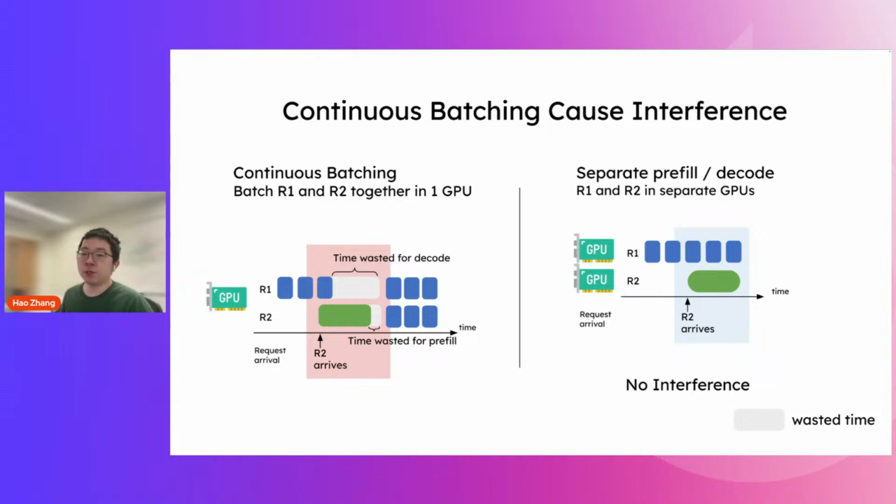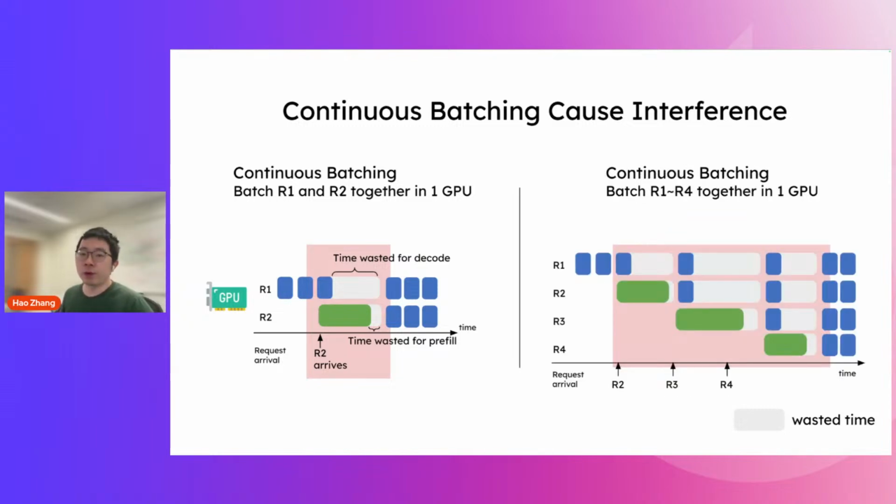But on the right-hand side, because we can separate the two requests, R1 and R2, onto different GPUs, we can actually eliminate this interference. R1's decode, which is the blue bubble, and R2's prefill, which is the green bubble, are now located on different GPUs and run independently without interference. This is a pretty nice example to illustrate the interference caused by continuous batching.